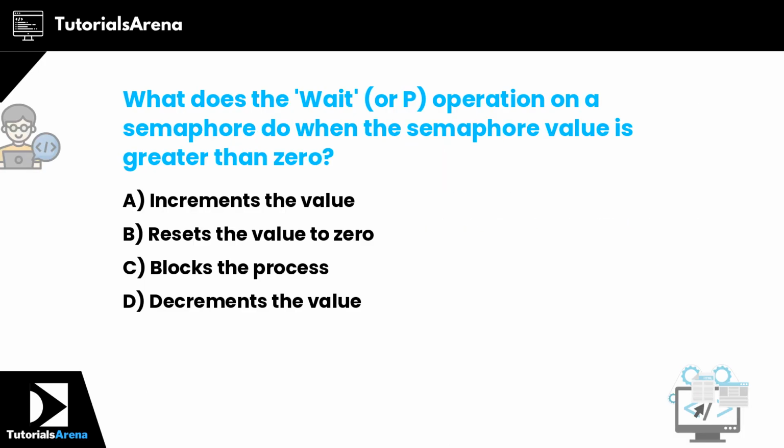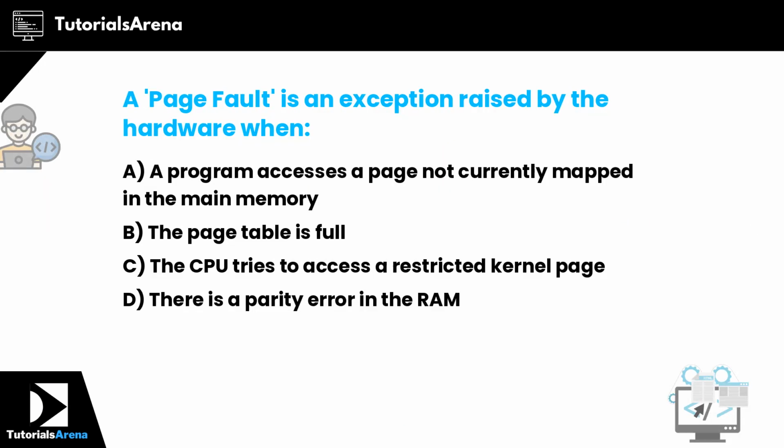What does the wait, or P operation on a semaphore do when the semaphore value is greater than 0? The correct answer is option D, decrements the value. A page fault is an exception raised by the hardware when the correct answer is option A. A program accesses a page not currently mapped in the main memory.